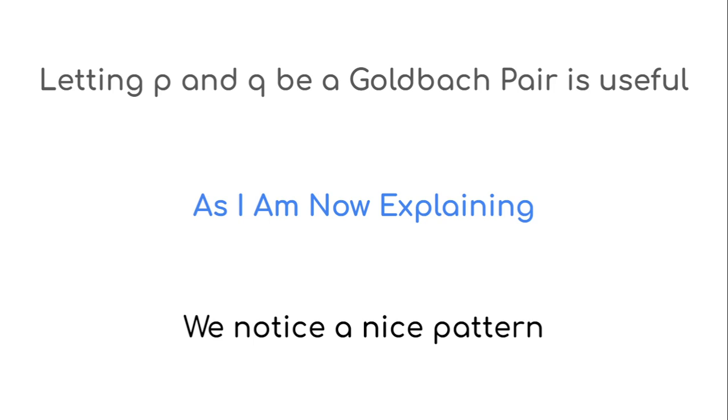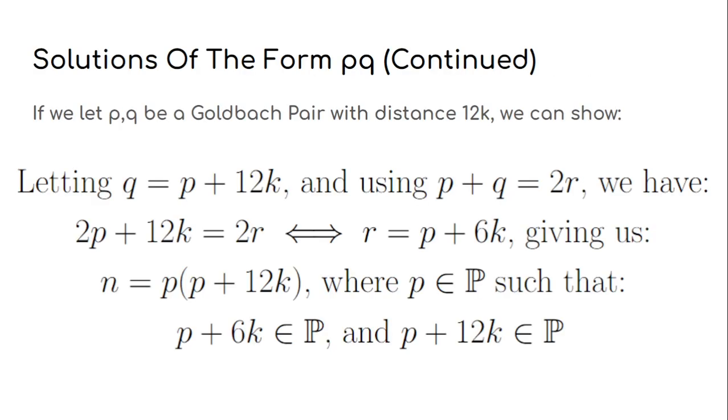For p not equal to 3, it seems that our k is always divisible by 3. Though a counterexample might exist, I haven't found one. Relating this back to our equation, we get the following solutions. N is p times (p plus 6k) times (p plus 12k), where p, p plus 6k, and p plus 12k are all prime.